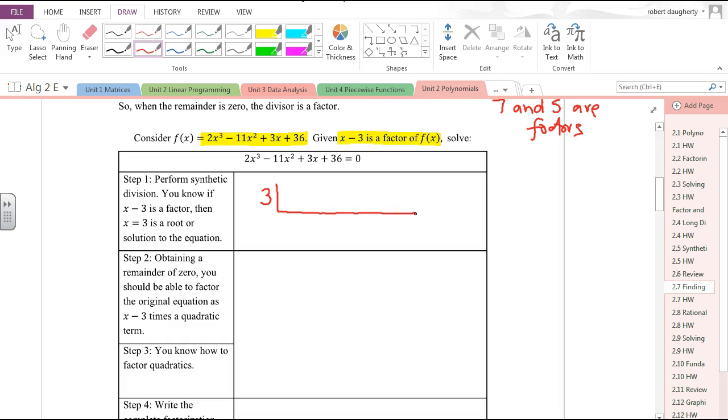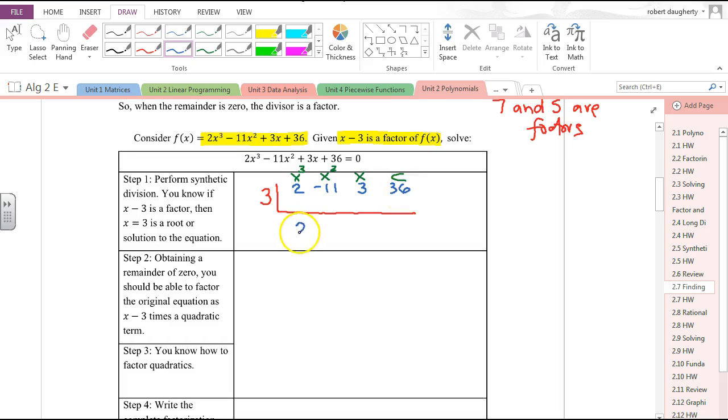And now some people made mistakes here. You have to figure out how to do this. If I'm dividing into a cubic, that means I must have an x cubed, an x squared, an x, and a constant. I have to have numbers in all 4 of those places. If one of those is missing, what do I put there? 0. You have to know that. So what are the coefficients? The coefficients here are 2, negative 11, 3, and 36.